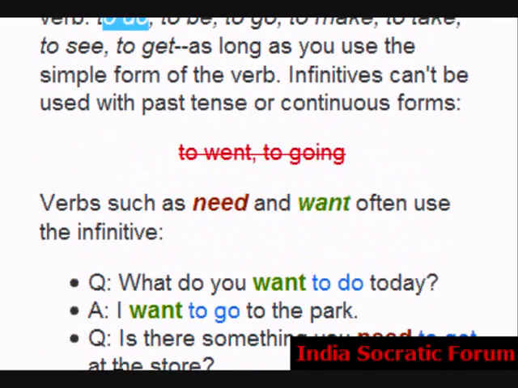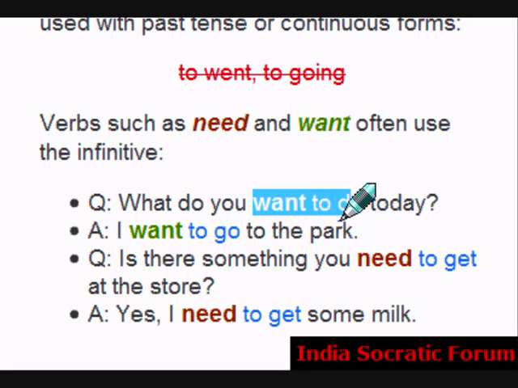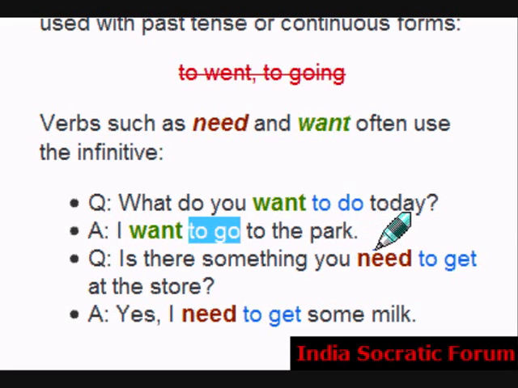Likewise, certain other verbs such as need and want often use the infinitive. Need and want. Let's see some examples. What do you want to do today? To do is an infinitive, right? What do you want to do today? I want to go to the park. If you have a want, you will always use an infinitive, okay? To go, to do, all these things.